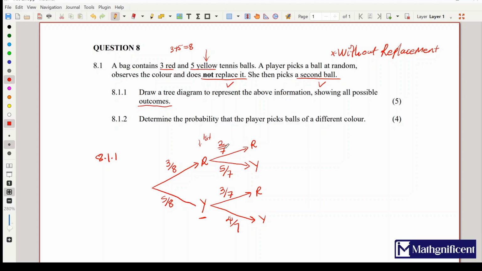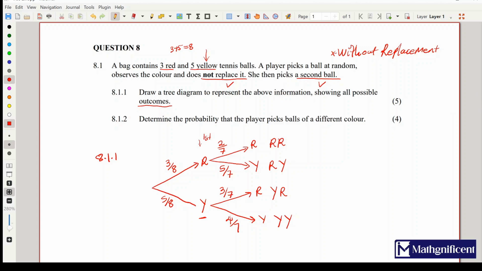We are going to say our first possible outcome is a red ball first and then a red ball after, or a red ball then a yellow ball. Another possible outcome is a yellow ball and then a red ball. Another outcome is a yellow ball then a yellow ball again. So this is what we have here for our outcomes.